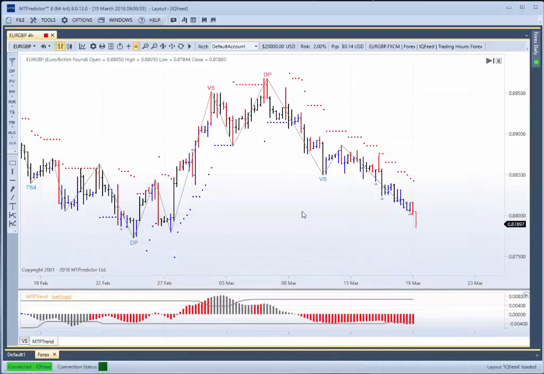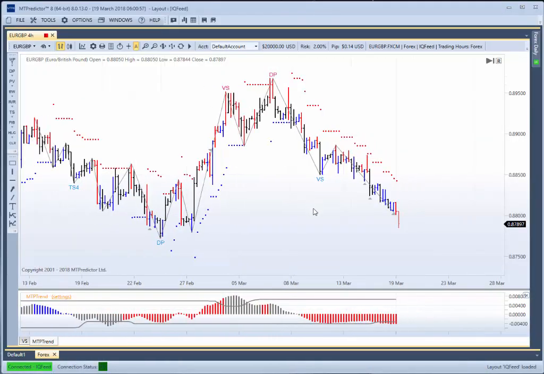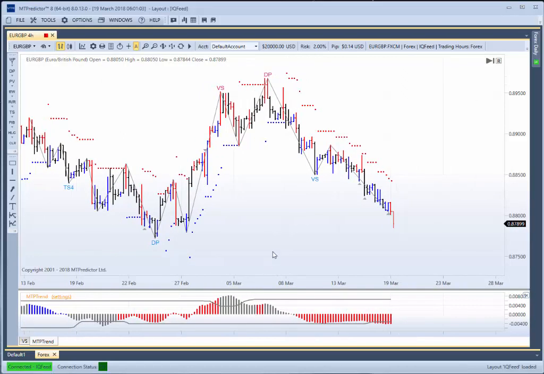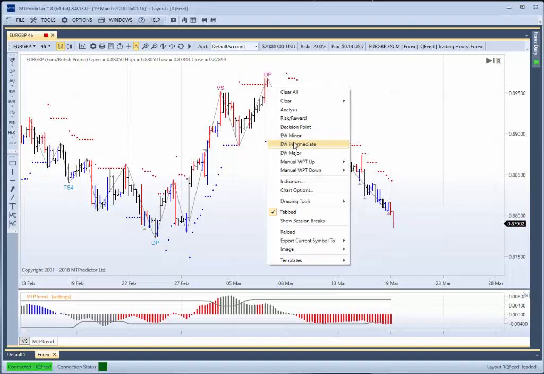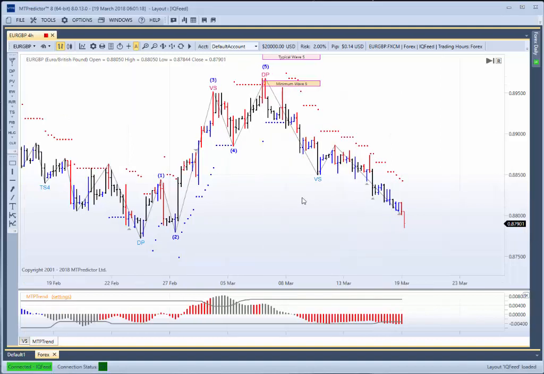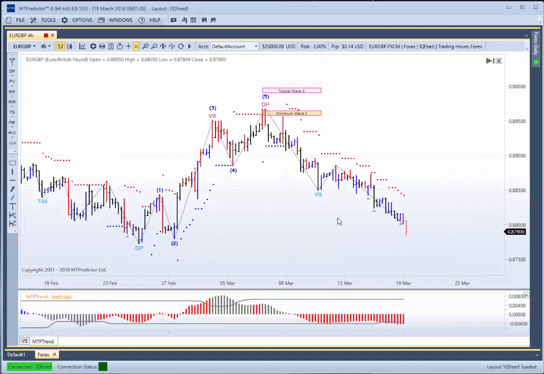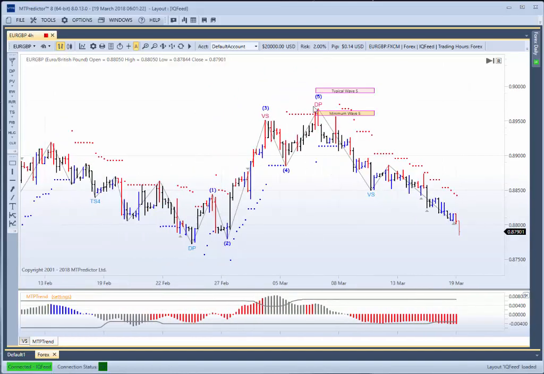Right, let's have a look at the EURGBP. For this I want to show you our MTPredictor Elliott Wave Tool, and this uses my unique isolation approach to Elliott Wave, and it's very easy to place on the chart. So I want to have a look at what the Elliott Wave pattern would have been going up into this particular high here. So I right mouse click, and then I'll come down and do Elliott Wave Intermediate, and as you can see it found a nice 5-wave sequence going up into the high there.